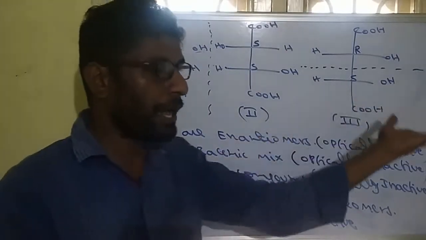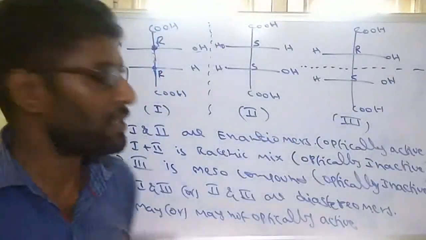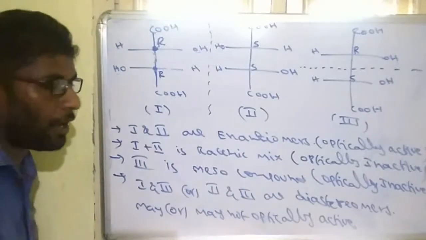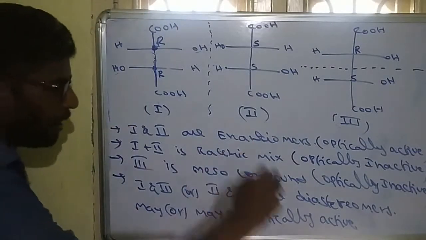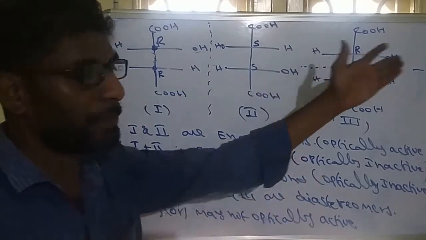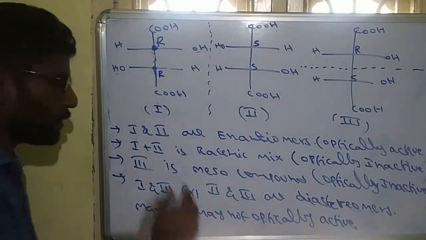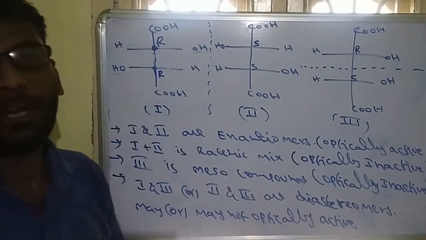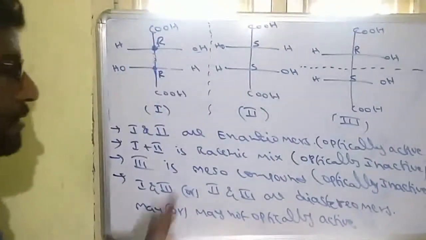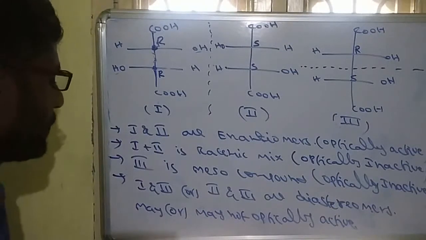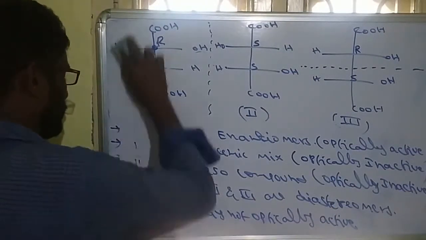Enantiomers are optically active, non-superimposable mirror images. Racemic mixture is optically inactive due to external compensation. Meso compound is optically inactive due to plane of symmetry. And diastereomers may or may not be optically active. So these are non-mirror image molecules. So this is optical isomerism. So practice this optical isomerism.